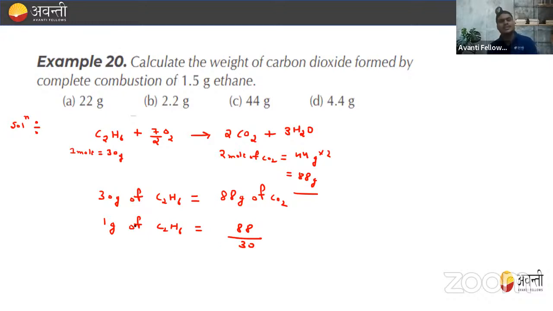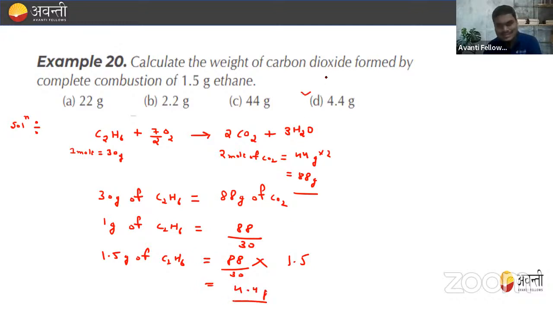In this question, they're asking to calculate the carbon dioxide formed by the complete combustion of 1.5 gram of ethane, that is C2H6. So it is equal to 88 upon 30, multiplied by 1.5. On solving, you will get 4.4 gram. So which option is correct? That is D.